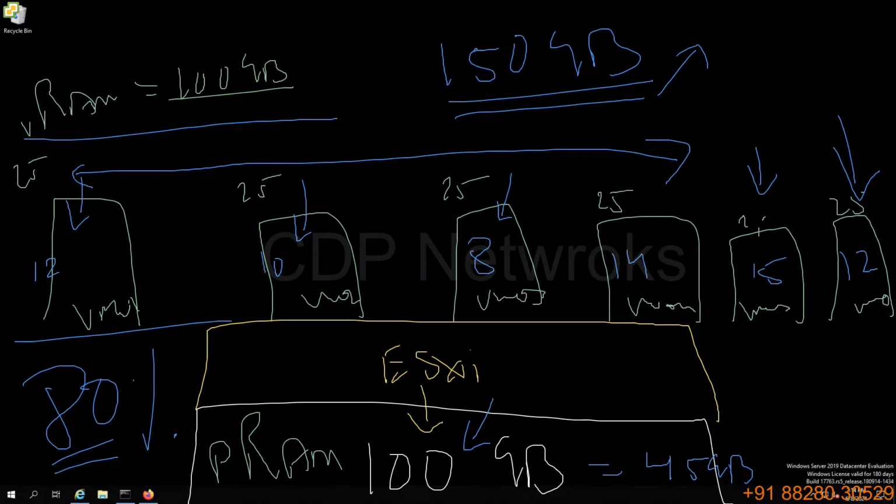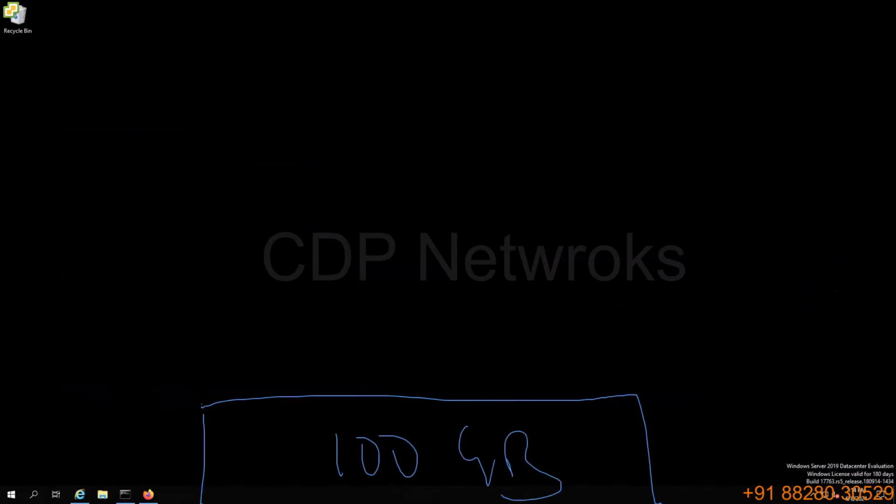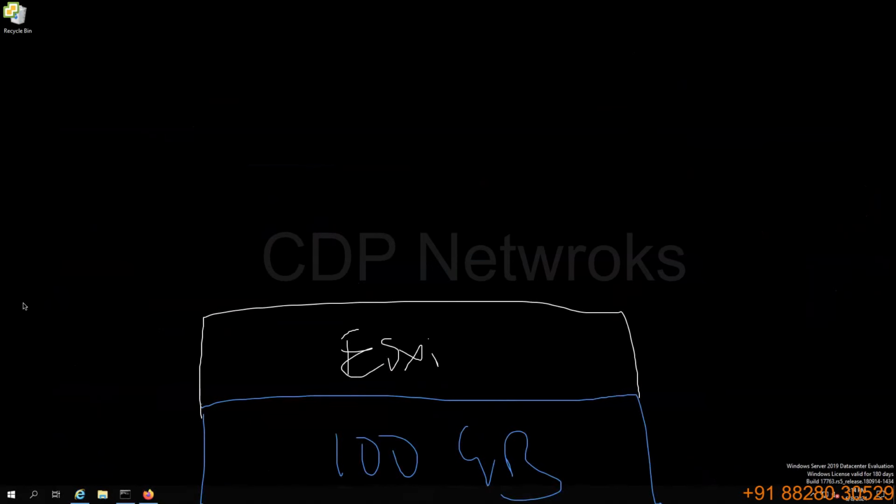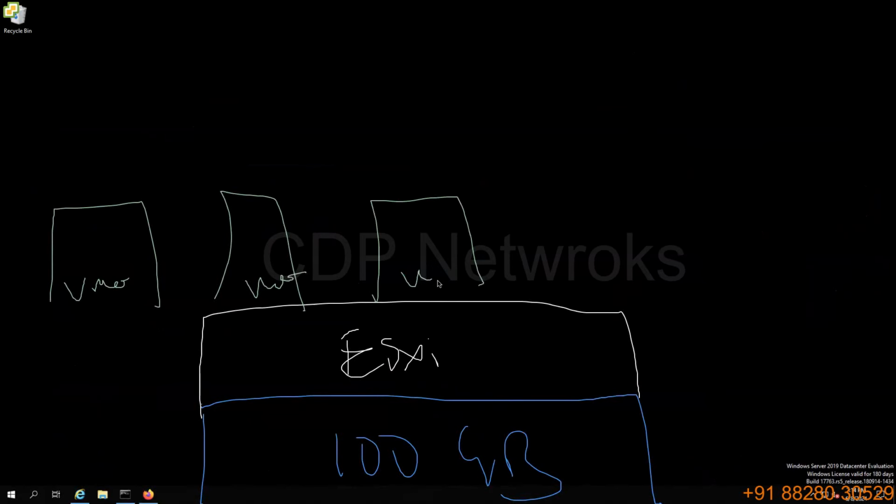Okay. Now, let me change the scenario. Let's take an example. I've got a physical machine. Here I've got 100 GB RAM. Now on this physical machine, what do I do? I install ESXi. Now here I create 4 virtual machines. So let's say I create VM01, VM02, VM03, and VM04. Okay. I give 25 GB RAM to all of them.